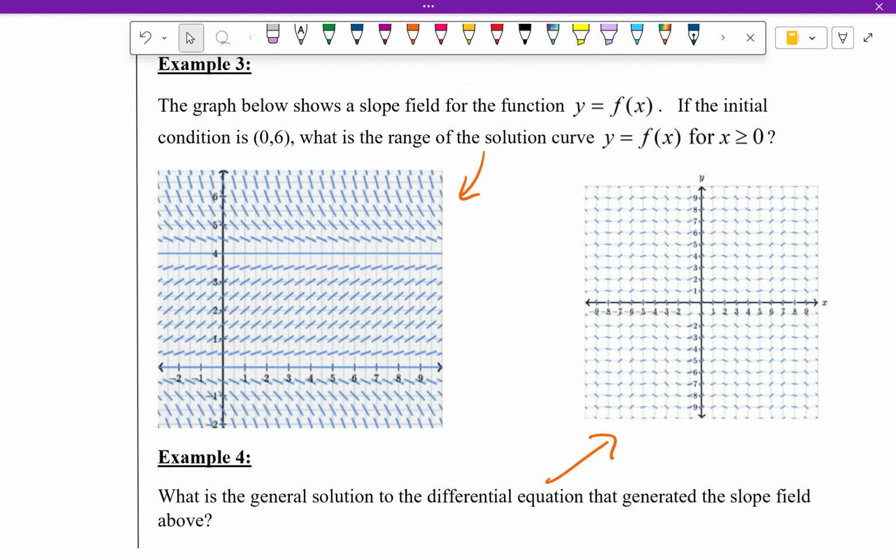Yeah. Okay. The graph below. It reminded me to go do that because this question is asking for the same thing. Okay. The graph below shows the slope field for the function y equals f of x. If the initial condition is 0, 6, what is the range of the solution curve y equals f of x for when x is greater than 0? All right, it isn't exactly the same, but it has some similarity to it. It has an initial condition 0, 6. So I'm going to plot that on there, okay? Out 0, up 6 is right here, right?